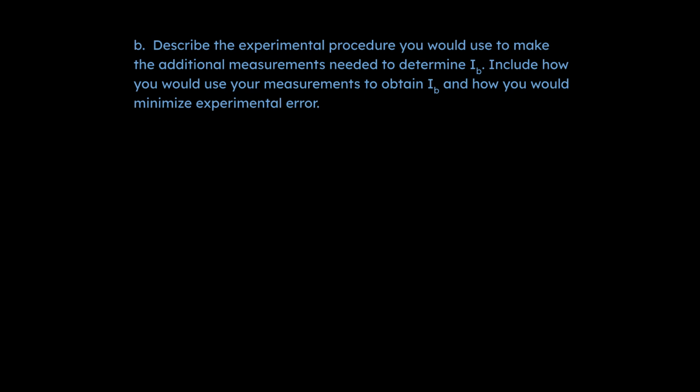These are going to be a lot faster. It says describe the experimental procedure you would use to make the additional measurements needed to determine the rotational inertia I sub b. Include how you would use your measurements to obtain I sub b and how you would minimize experimental error. And so remember, you've got a non-uniform bar that's suspended from a pivot, and it's got an oscillation to it. So pause for a moment if you choose and think about what you would do for this.